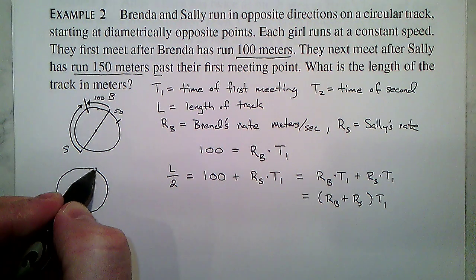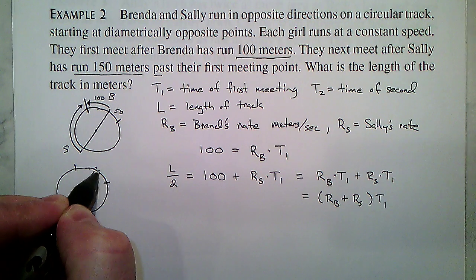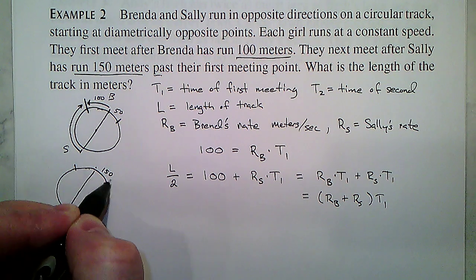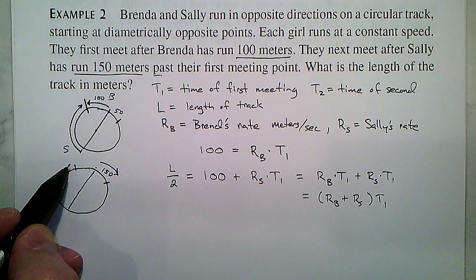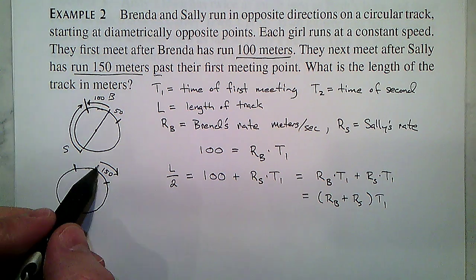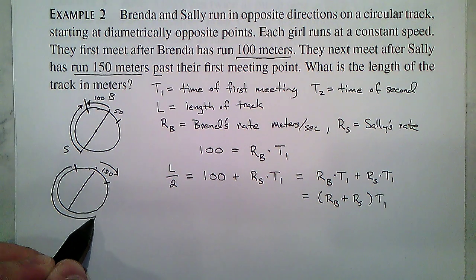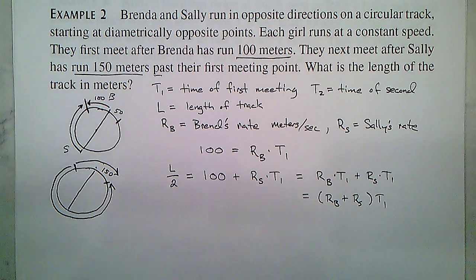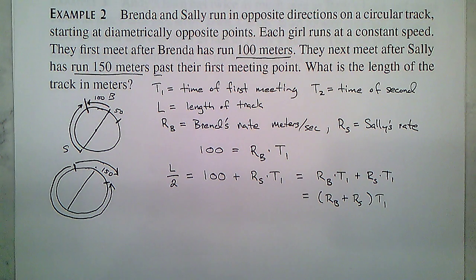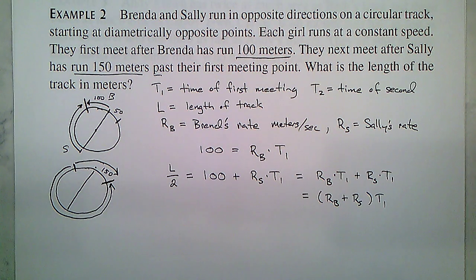So now Sally has gone from here. Sally is 150 meters, still trucking in this direction, right? Now, Brenda was here, and Brenda has gone all the way here, and Sally started there and has gone there. So now they've actually met over here, and they've actually gone the entire length.